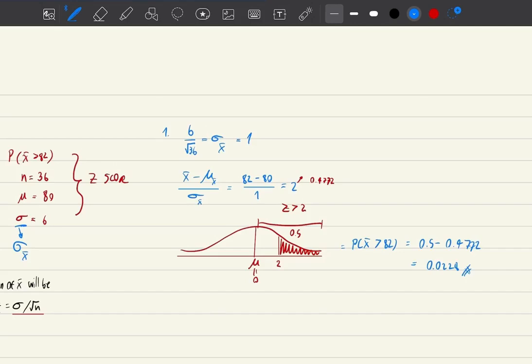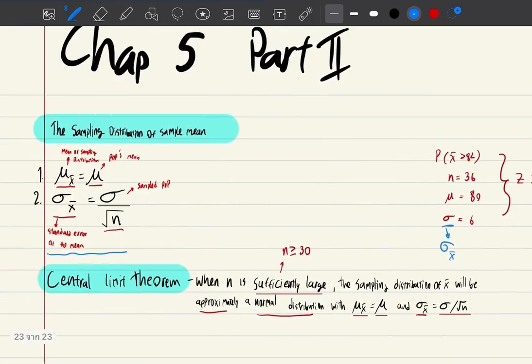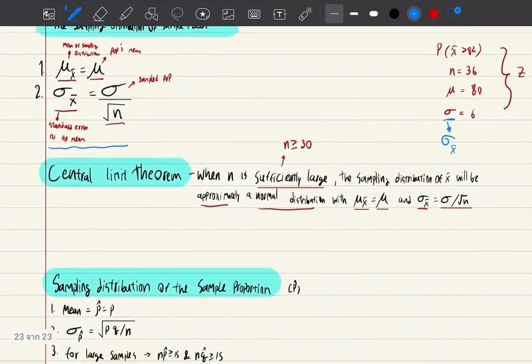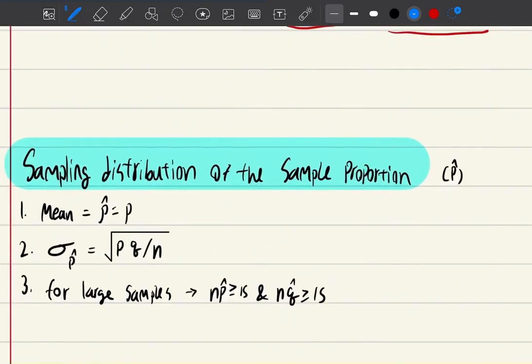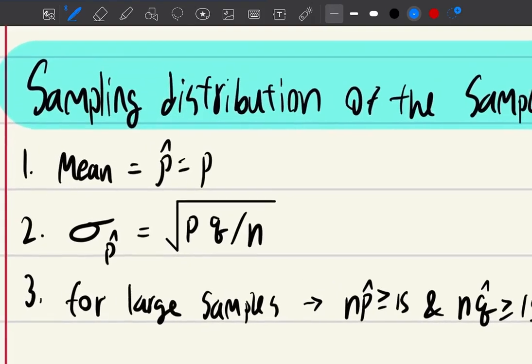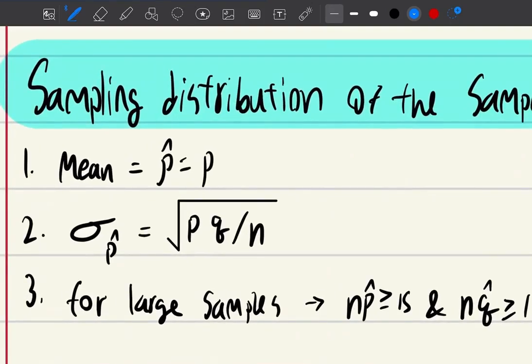So let's move on to the next one. The next part is the sampling distribution of the sample proportion, or p hat. The first property is that the mean of the sampling distribution of p hat will equal the true binomial proportion, or p.